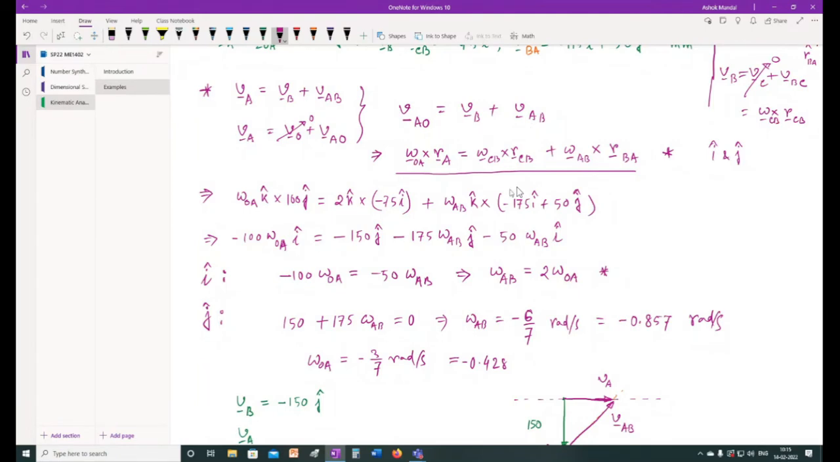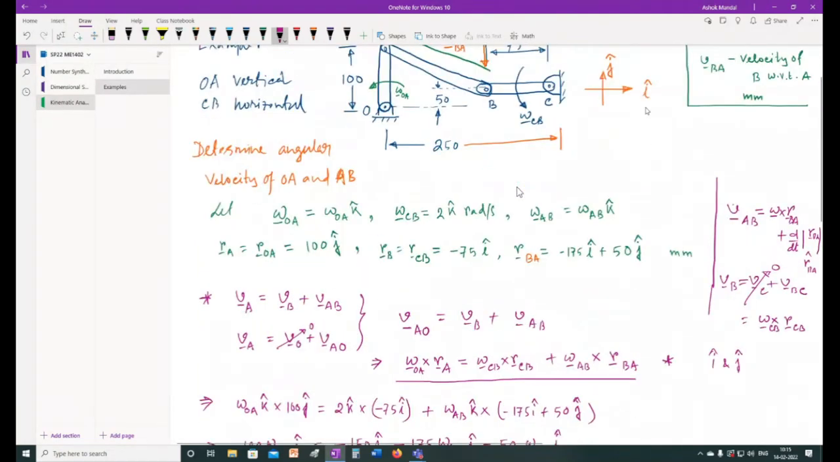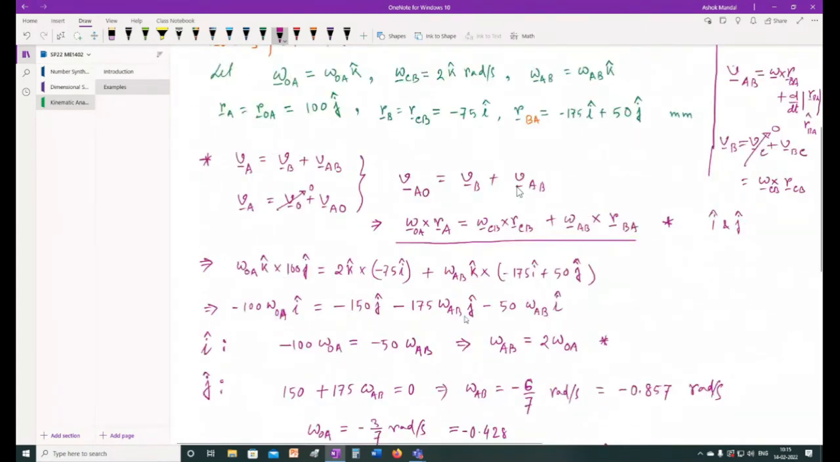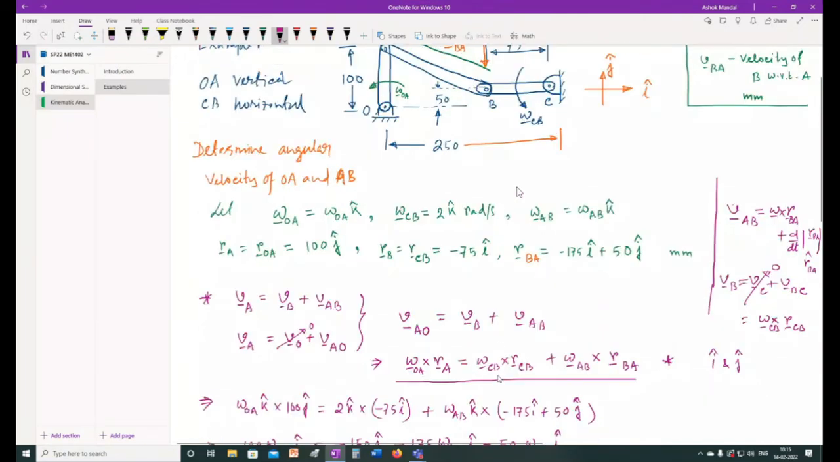And for this case, since we have defined the unit vectors I and j in this direction and this direction, that is why we have these two equations. One can also define two unit vectors. One is in this direction, let's say I. You can define another unit vector in this direction, which is perpendicular to the coupler. Okay, you can define that.